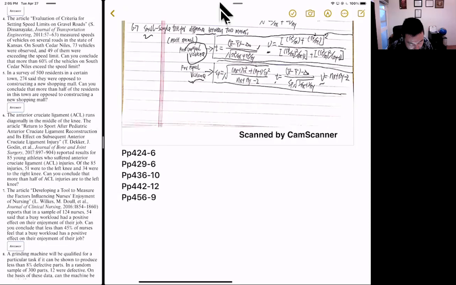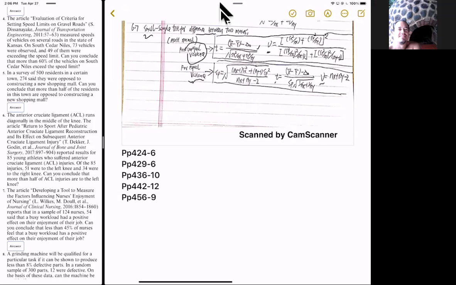The anterior cruciate ligament, or ACL, runs diagonally in the middle of the knee. One article in a journal reported results for 85 young athletes who suffered ACL injuries. Of the 85 injuries, 51 of them were to the left knee and 60 to the right knee.